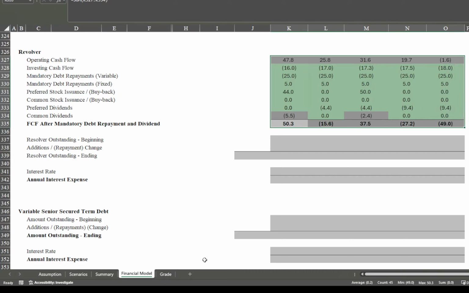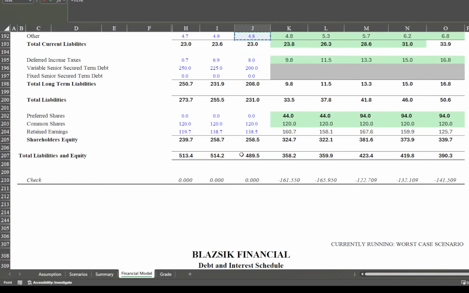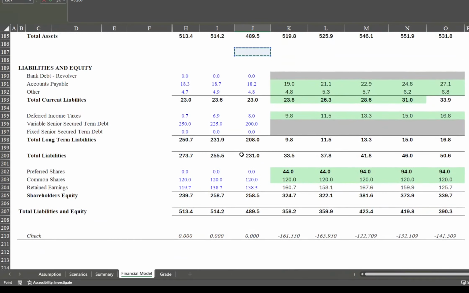A couple notes I want to make. The reason it's grayed out in green is that green is the correct number. The gray means it's not correct yet because there are other numbers we must enter.